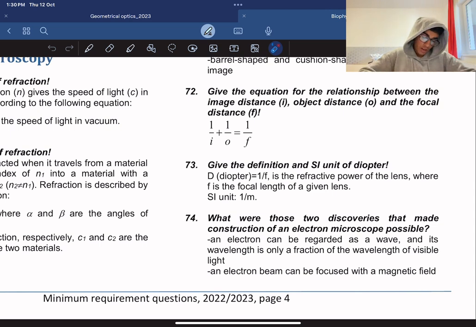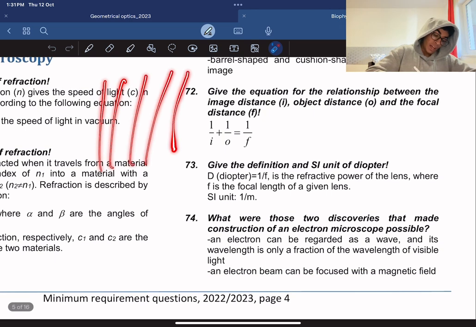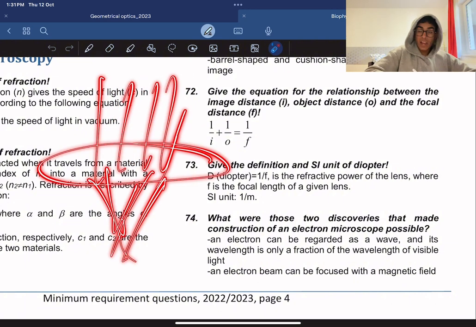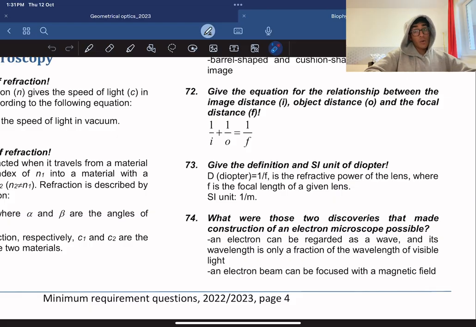What are the two discoveries that made the construction of an electron microscope possible? An electron can be regarded as a wave, and its wavelength is only a fraction of the wavelength of visible light. Like I told you, once we figured out that everything has a wave, we figured, okay, what is the thing that can give us the smallest wave? And we're like, okay, electron can give us the smallest wave, so we use that. Second, an electron beam can be focused with a magnetic field. When we figured out that an electron beam can be focused by passing it through a magnet, that's when we were like, yeah, we should build an electron microscope.